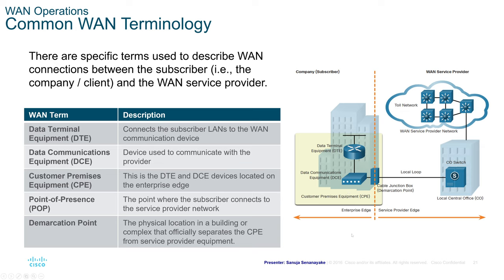So this is one of the reasons why we use the terms enterprise edge and service provider edge. The demarcation point divides the enterprise edge from the service provider edge. And on the other side, on the service provider side, we could have the local central office or CO switch, and then we could have the toll networks, etc. So this is a really good diagram to understand these concepts.